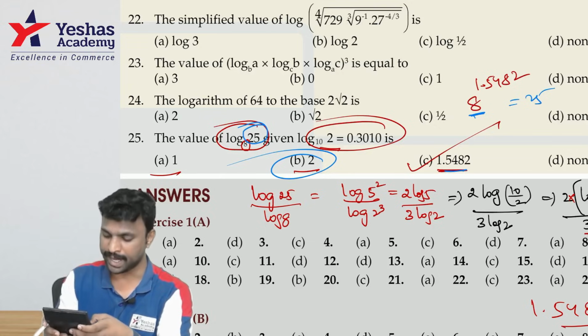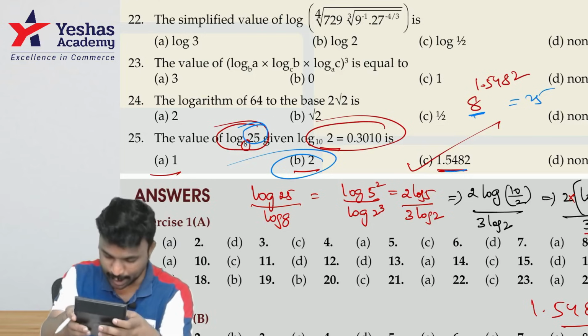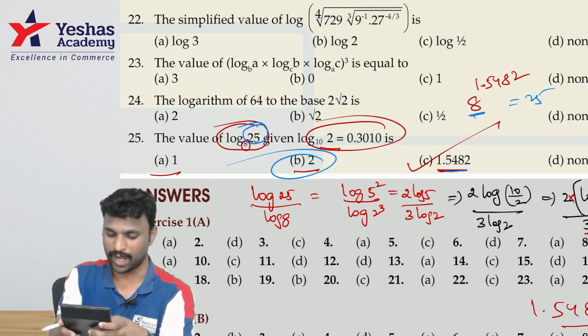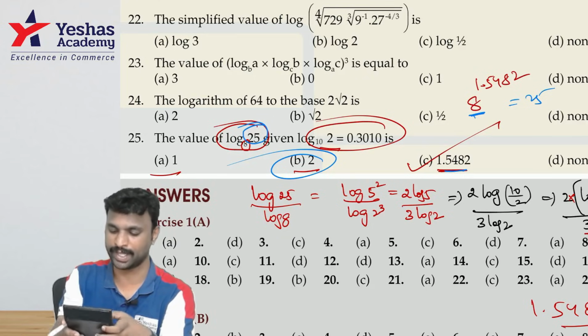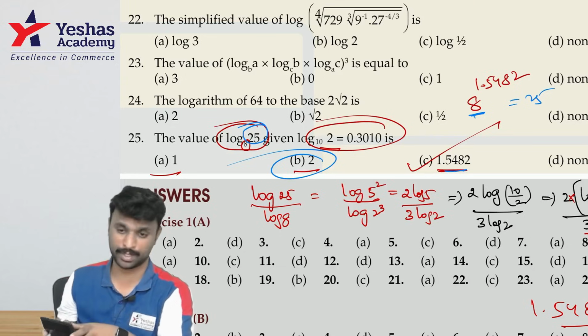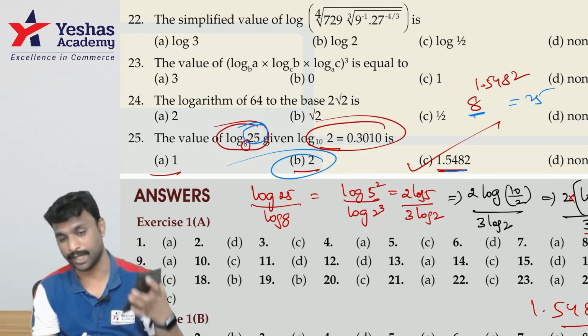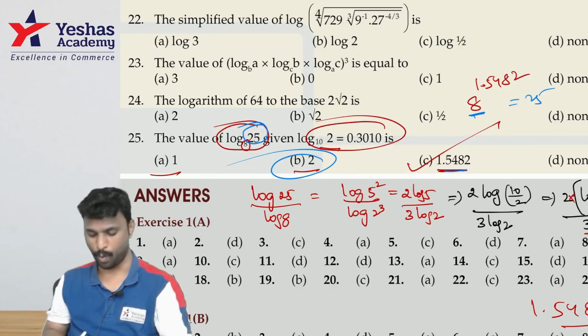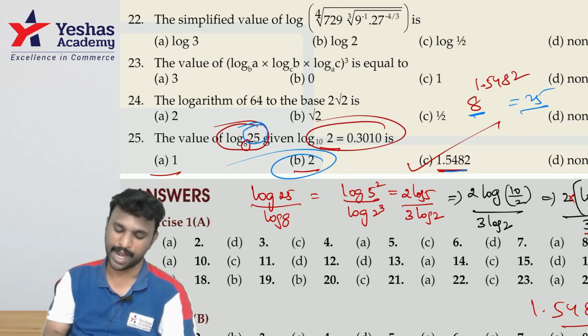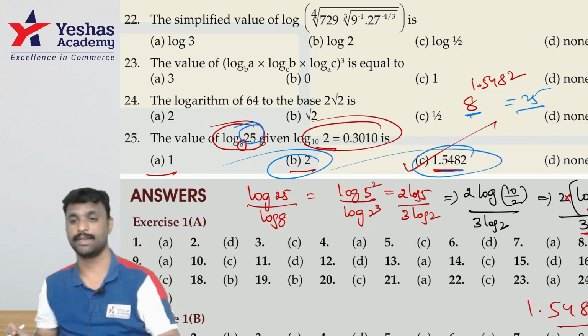Then minus 1. Then into the power 1.5482. Then add 1. Then into equal 12 times. So it is 25.0019. That means approximately 25. So option C is the right answer.